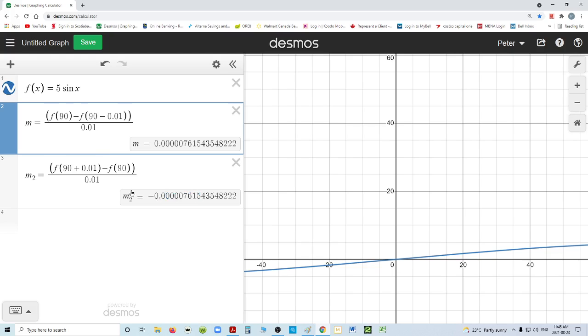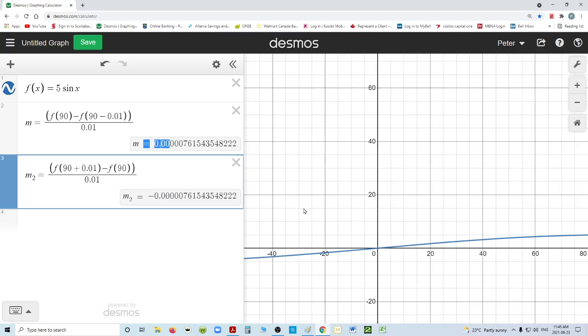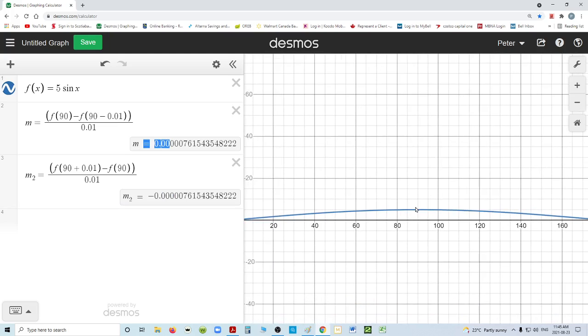So this point is on the right side of it, and the slope is negative, so it's going down, and the slope on the left of it is positive. So that means the turning point happened at 90. And sure enough, if we can see it, it's right there. Because the slope to the left is positive and the slope to the right is negative, we know that that must be a maximum.